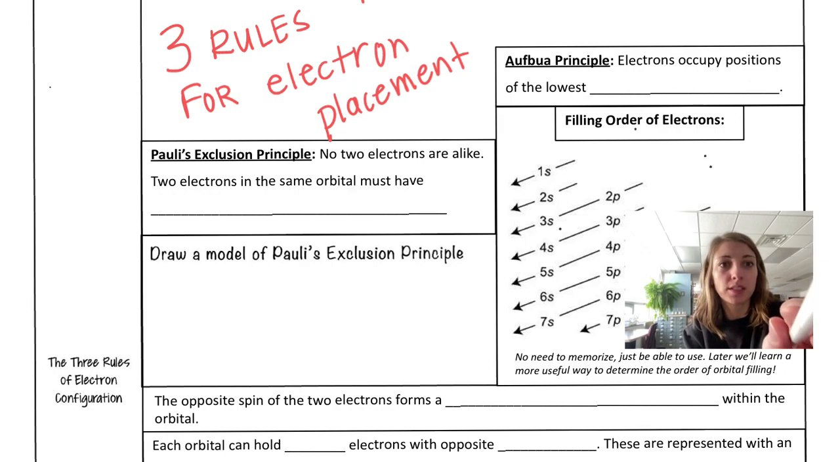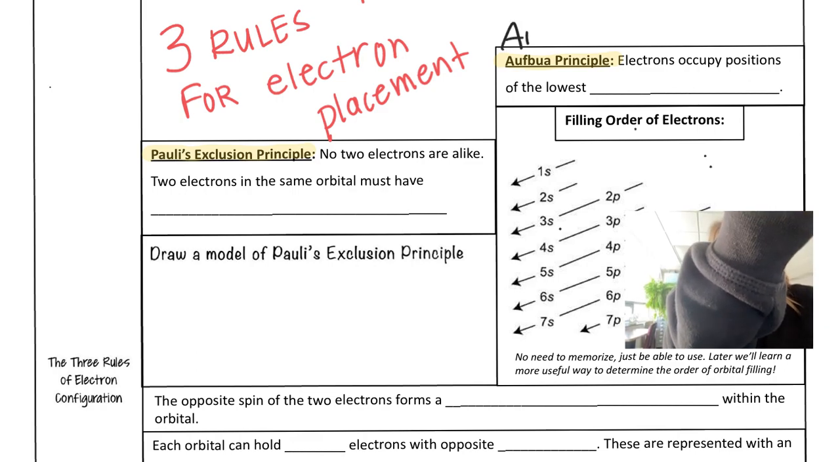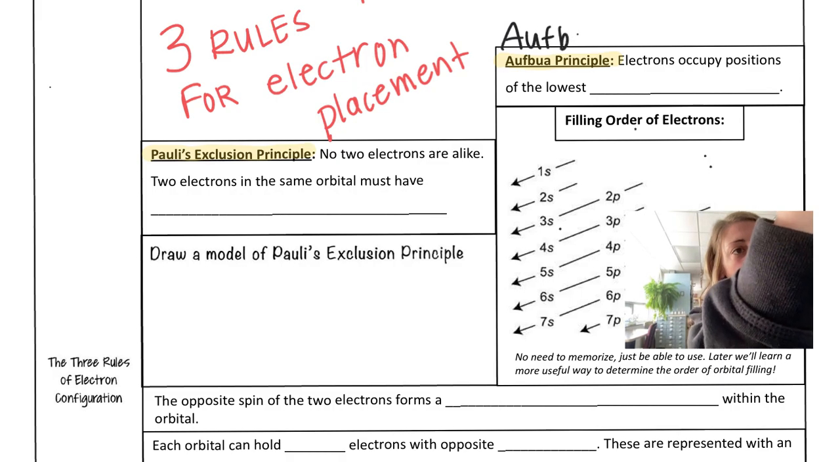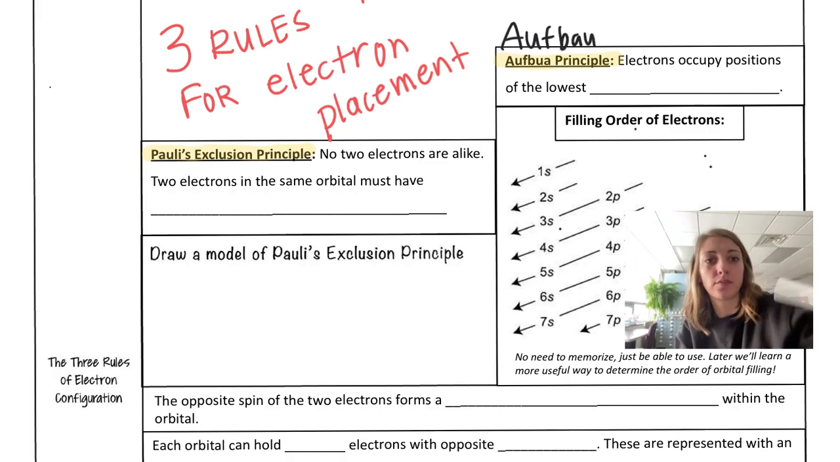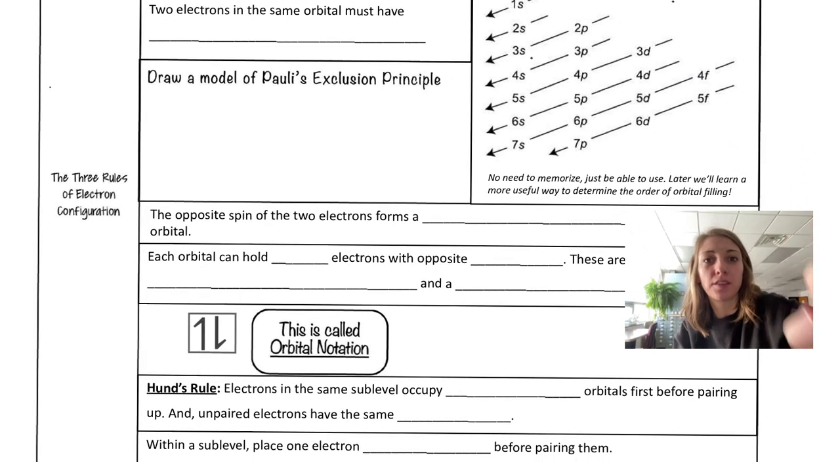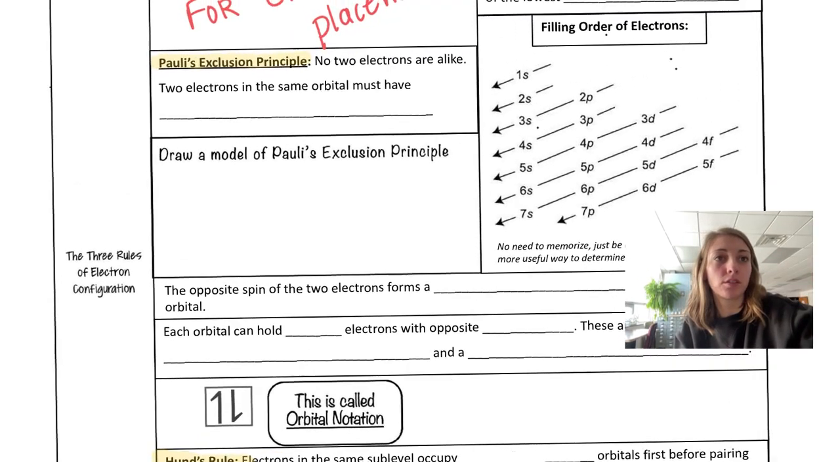Okay, so the big three rules that we're looking at: one is called the Pauli exclusion principle, the second's called the Aufbau principle, which is totally spelled incorrectly here, A-U-F-B-A-U. I'll fix that for your version of the notes. And then down there at the bottom of your notes, we have something called Hund's rule. So let's just go over these real quickly here.